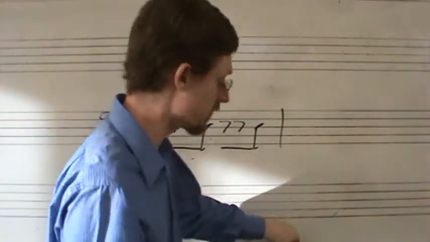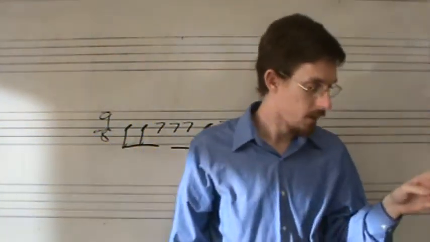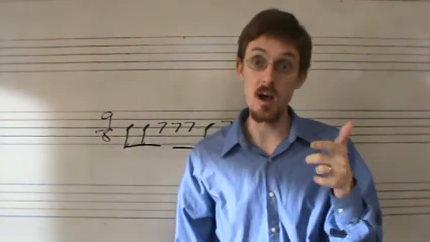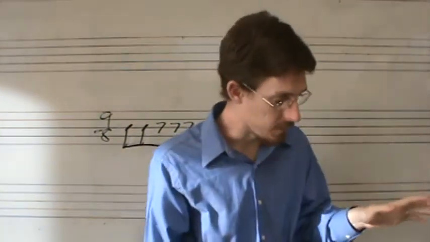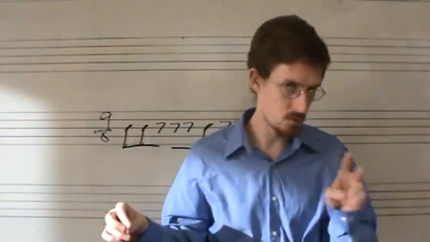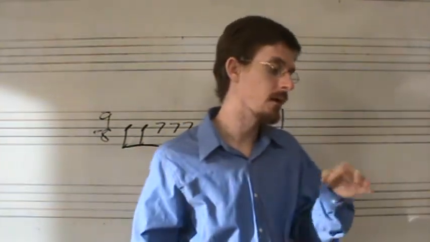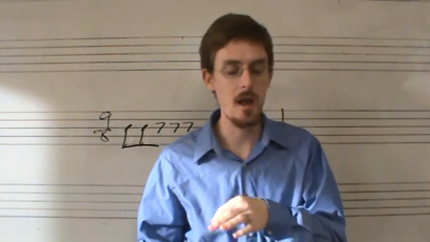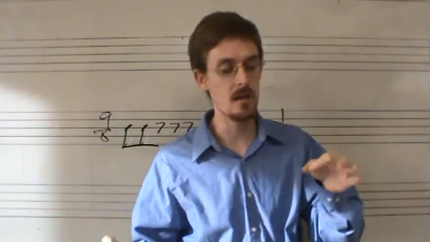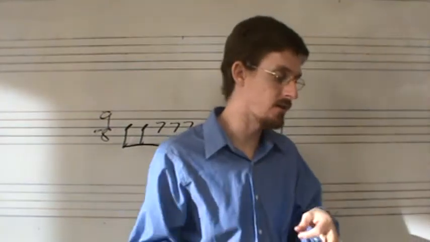All right, let's do number 102. This is a 9-8, so it's done in three, a compound three, and we come in on the and of three. Be careful, there are a number of meter changes here. We're not gonna go very fast. Two measures, one and a two and a three, and a one e and a two e and a three.